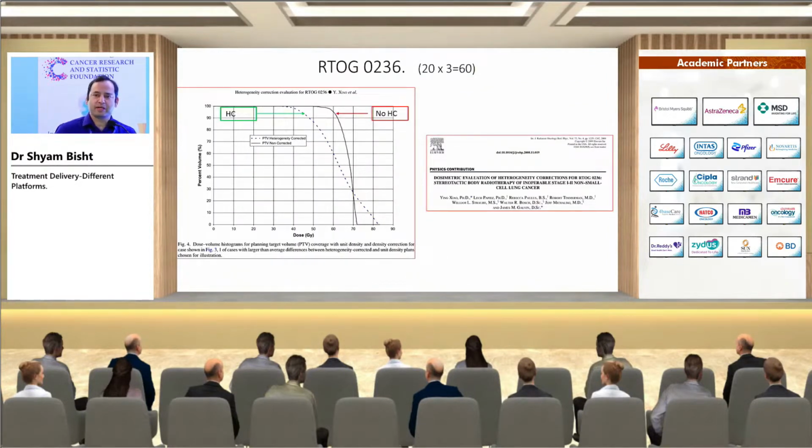Whenever we talk about lung SBRT, the first trial which comes to mind is RTOG 0236, which did not use heterogeneity corrections, as illustrated by Dr. Anil. Xiao et al. did a dosimetric evaluation of this trial, and they found that the mean dose to the PTV was 55 gray, not 60 gray. They also found that the non-heterogeneity correction algorithms overestimate the dose to the target and underestimate the dose to the OARs. So that is very important: overestimation of dose to the target, underestimation of the dose to the critical structures.